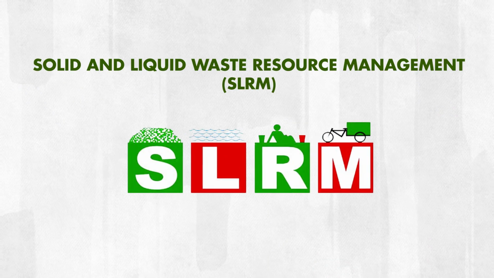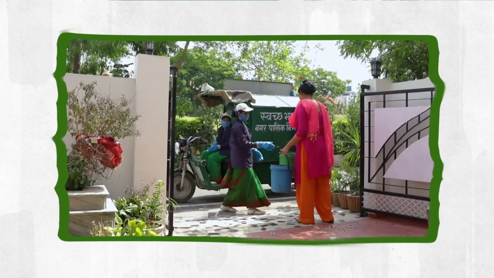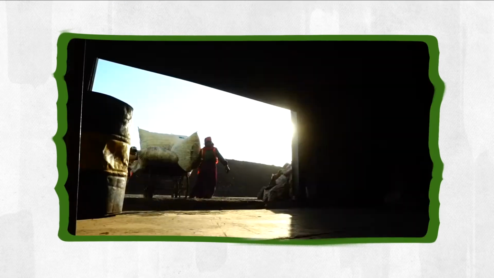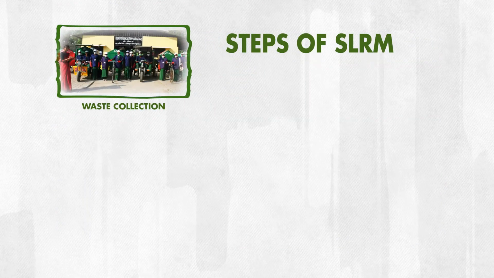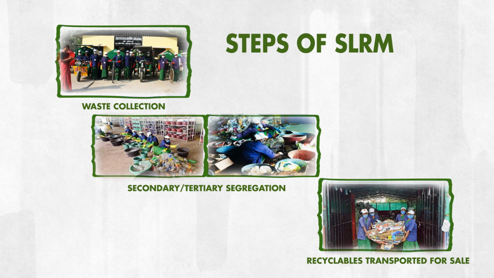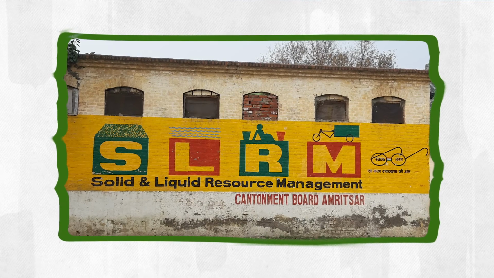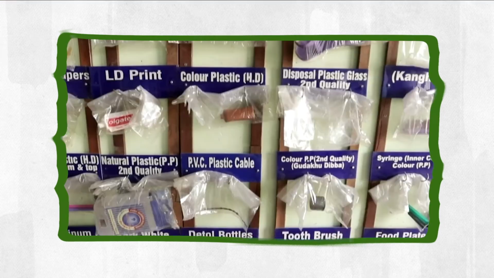Solid or liquid waste resource management, SLRM, is a community-based model which suits the needs of a specific community and is also managed by them through self-help groups. Now let's see the steps in which SLRM functions. SLRM is beneficial due to its integration of source segregation, promotion of community participation, and implementation of user-friendly technologies. In addition, it provides the opportunity to generate livelihood, especially for women.